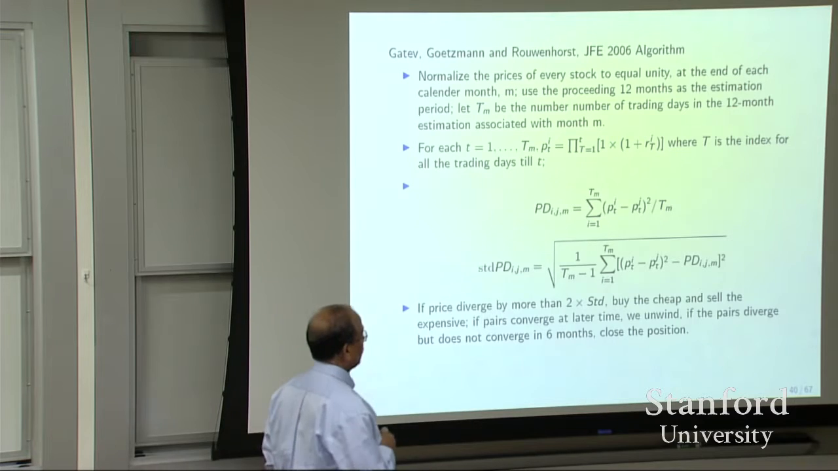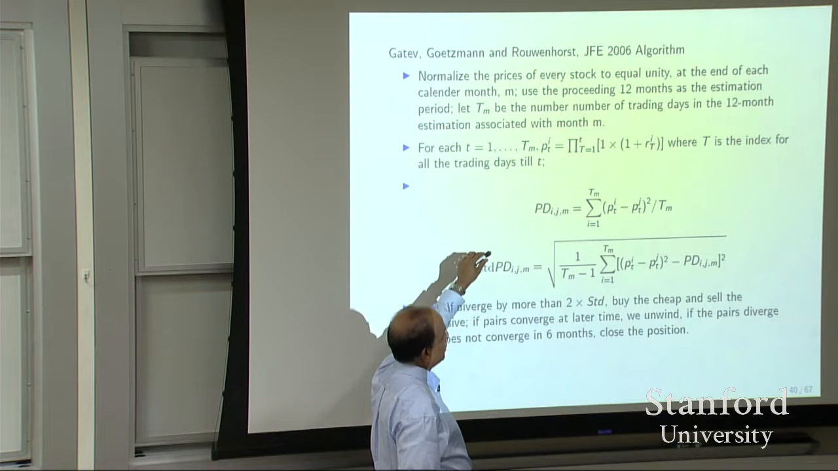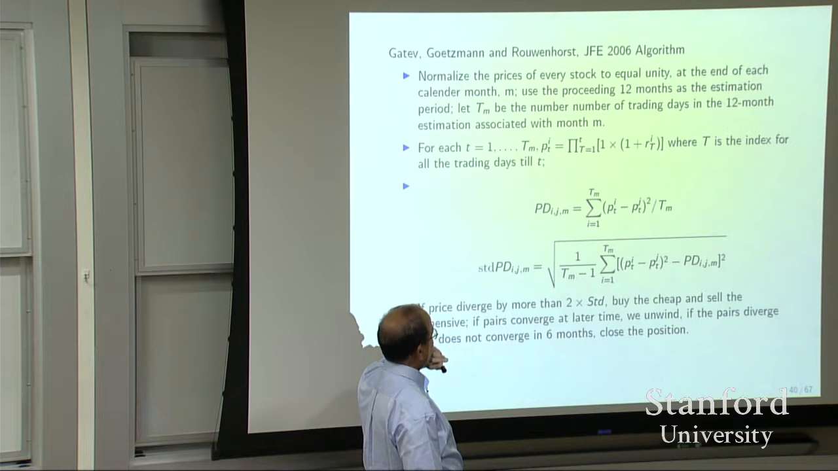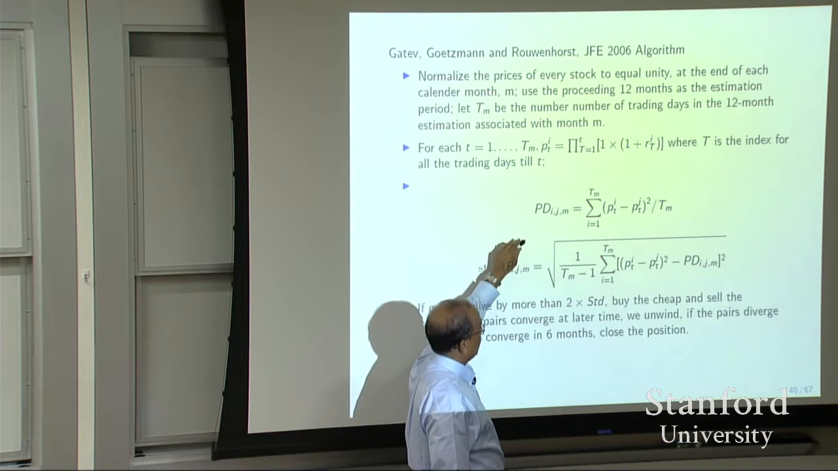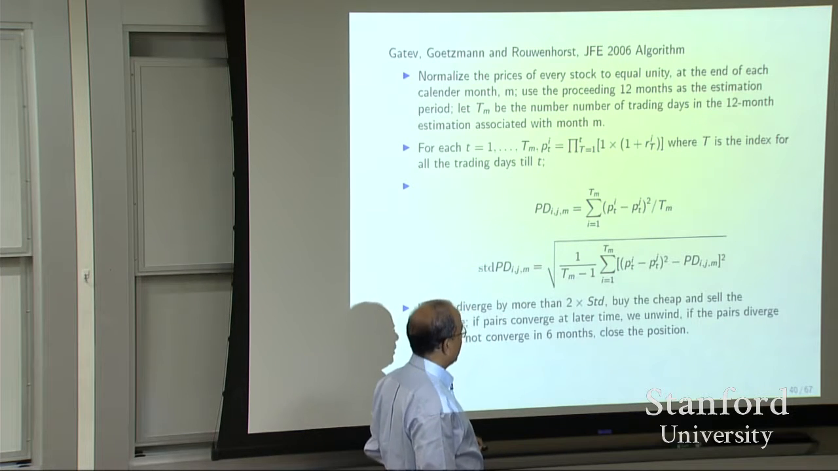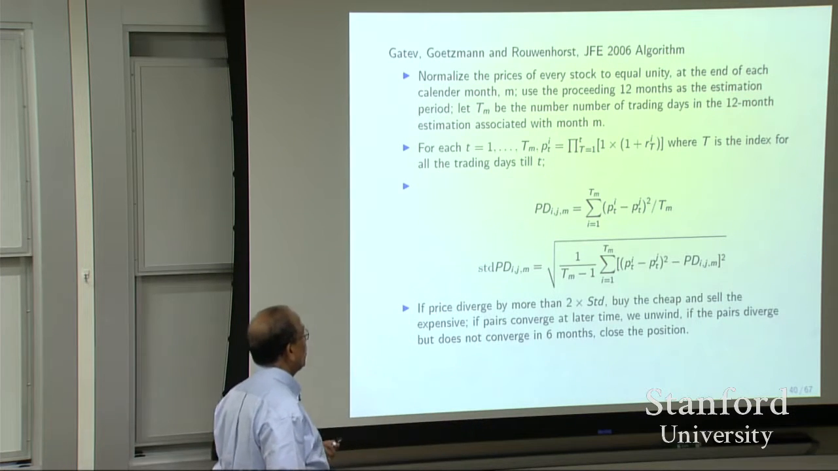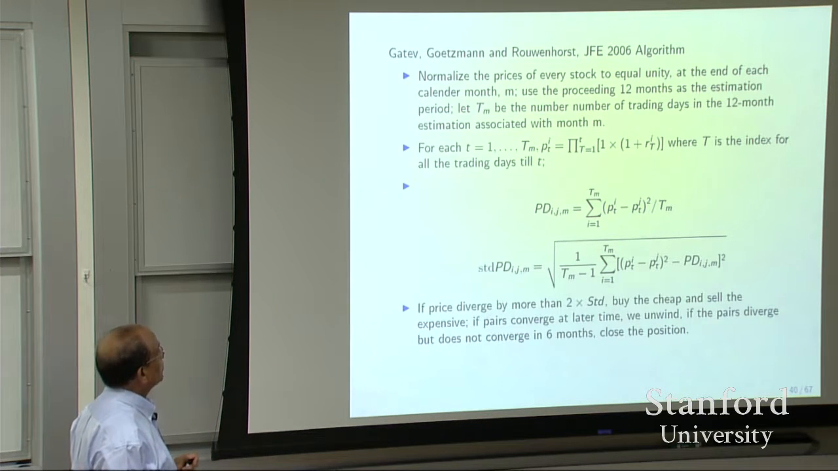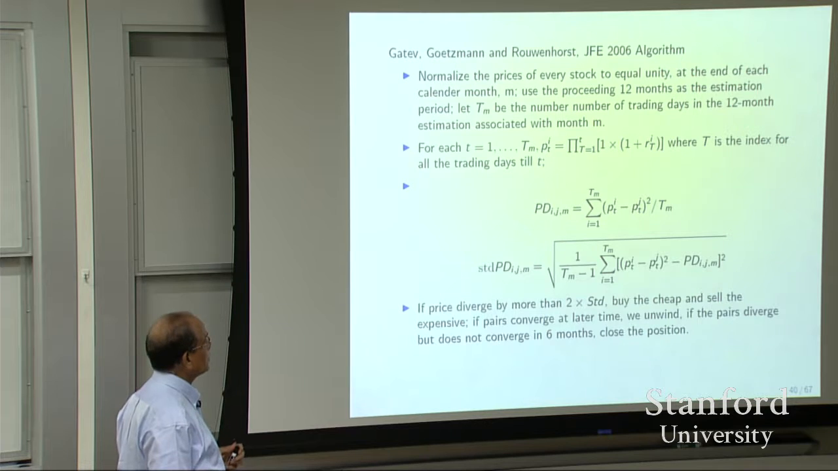We are looking at not just the price difference, but the squared price difference, mainly because the price difference could be positive or negative, and it gets a little bit tedious to do the calculation. If you look at the squared difference and then the variance of the squared difference, both should give you roughly the same conclusion. So this is the 2006 algorithm.